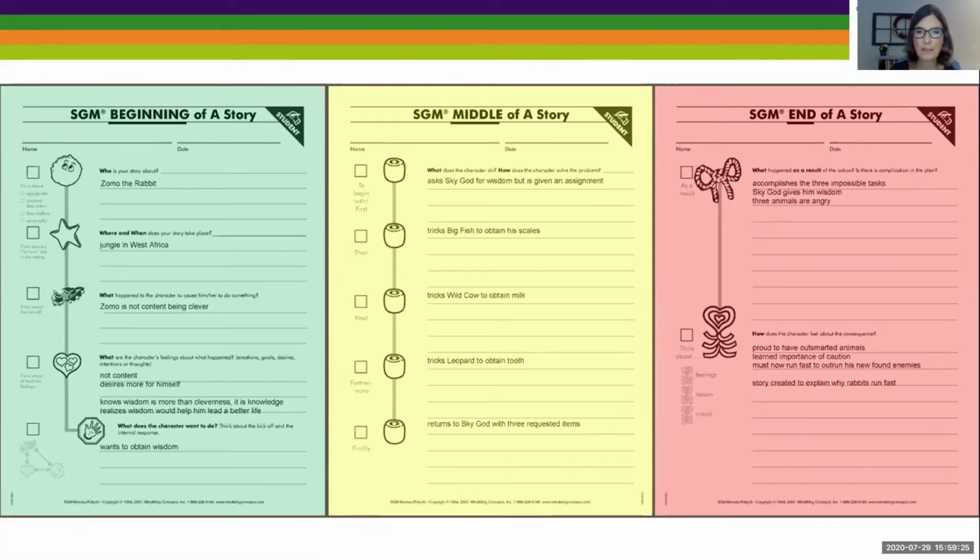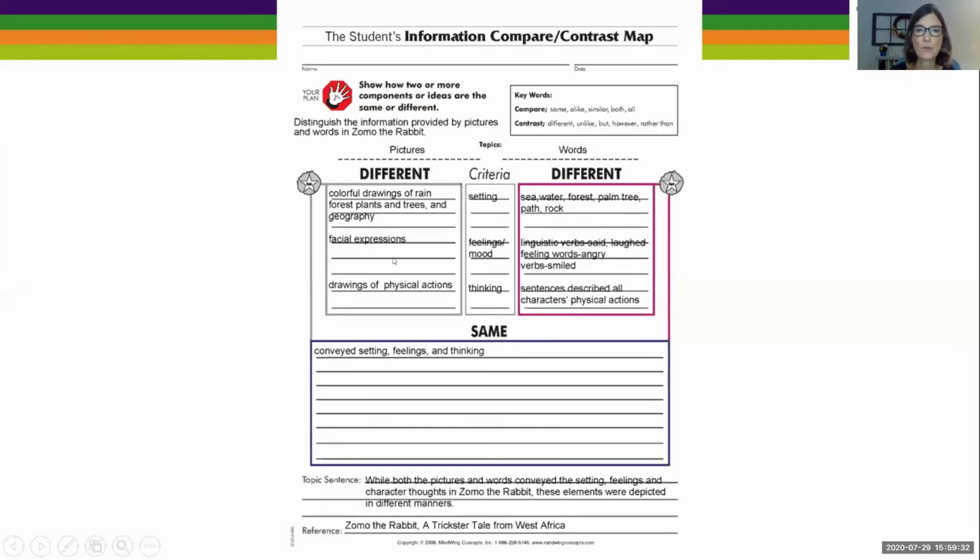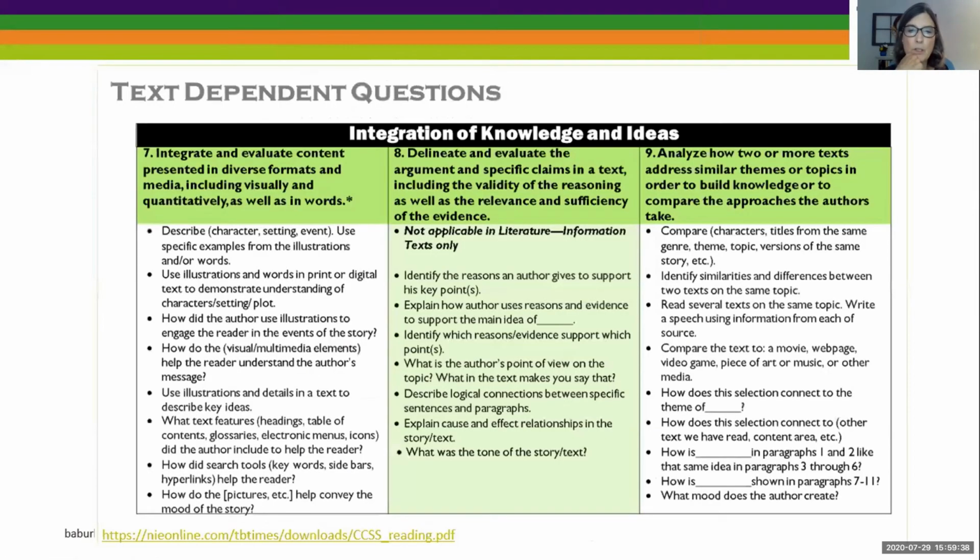And so we can go to the next slide. Yeah. And again, I just completed it for you. So you have all the information there. I'm just trying to make this all user-friendly. This is distinguish the information by the pictures and the words in Zomo the Rabbit. Again, the information is all here for you.